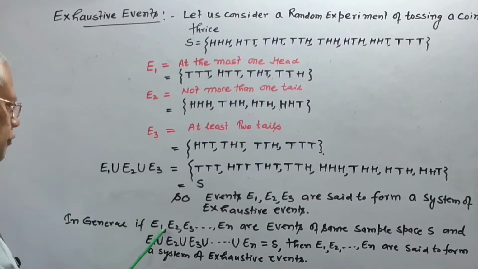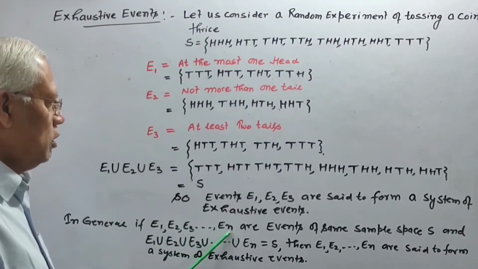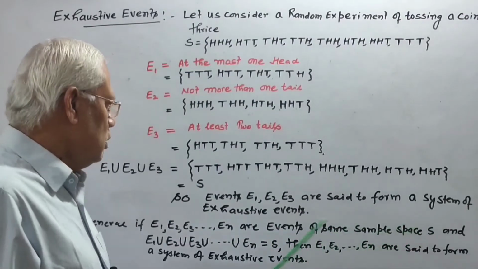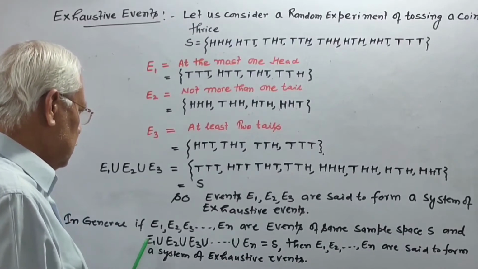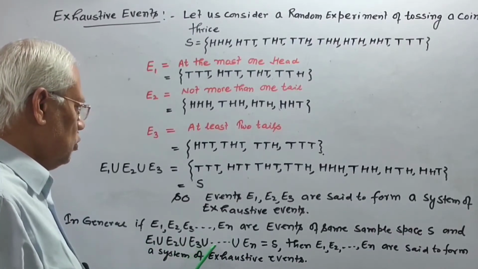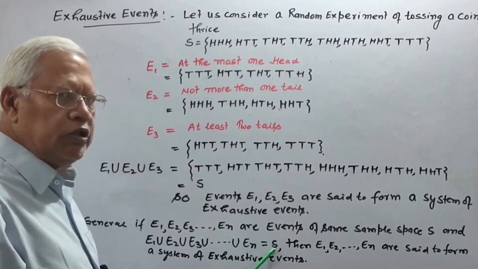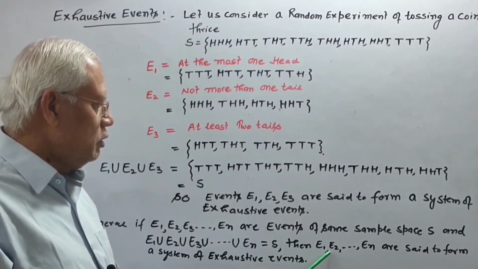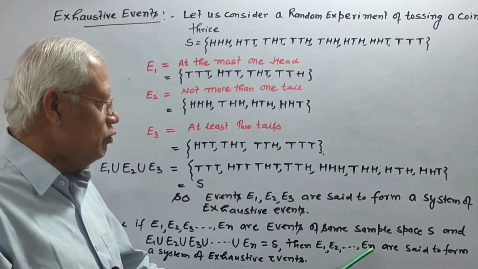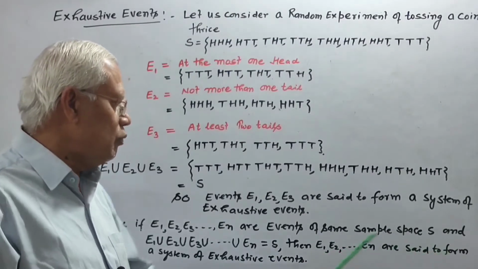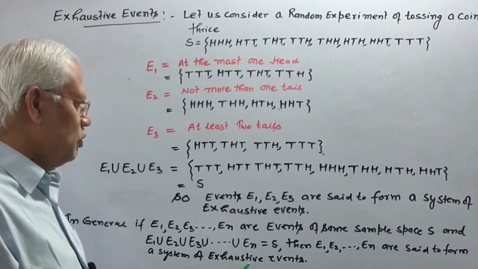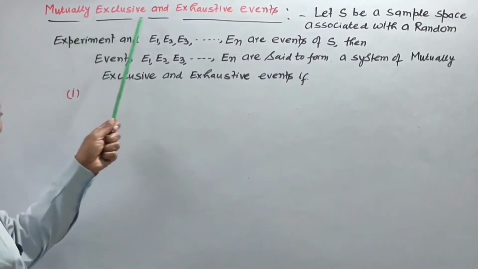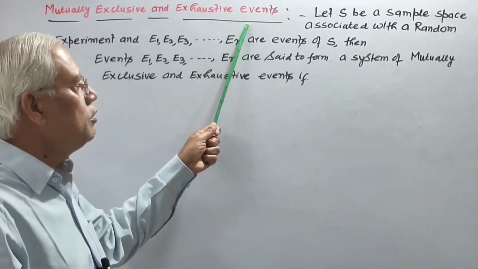In general, if E1, E2, E3 and so on En are events of same sample space S, and also E1 union E2 union E3 and so on union En is equal to sample space S itself, then the events E1, E2 and so on En are said to form a system of exhaustive events. Next is mutually exclusive and exhaustive events.